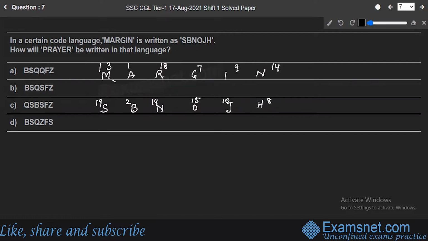If I see this 13, 14, you are adding 1 to it. So this is M plus 1, A to B plus 1, R to S plus 1. Let's see if the same logic is followed over here also. 7, 8 plus 1, 9, 10 plus 1, 14, 15 plus 1. So yes, we got our logic. We are adding 1 in a cross way for every set of 3 alphabets.